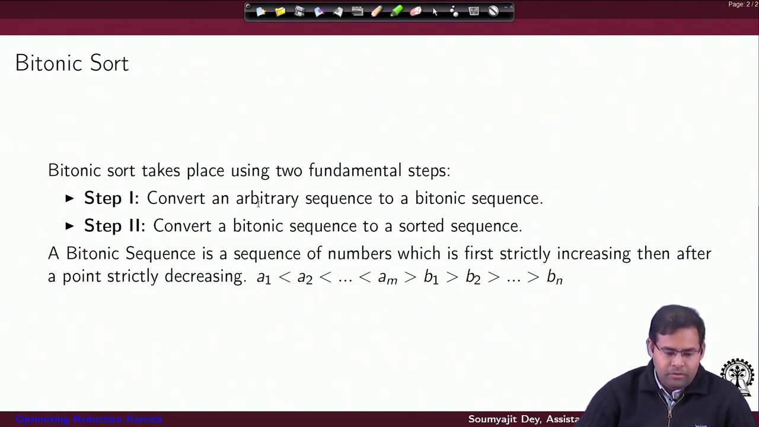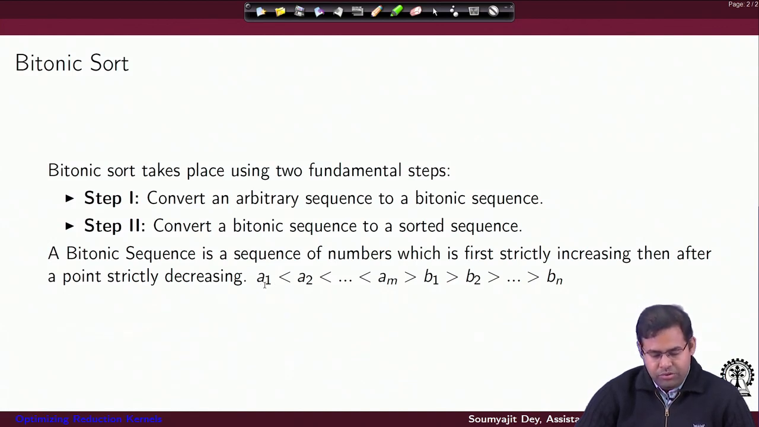So coming back to our idea here, we want to talk about Bitonic sort. This algorithm has two fundamental steps. The first step is that you convert any arbitrary sequence of numbers to a Bitonic sequence. Now what is a Bitonic sequence? It's a sequence of numbers which is first strictly increasing and then strictly decreasing.